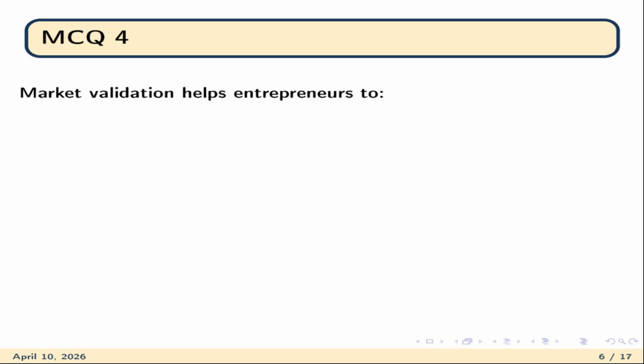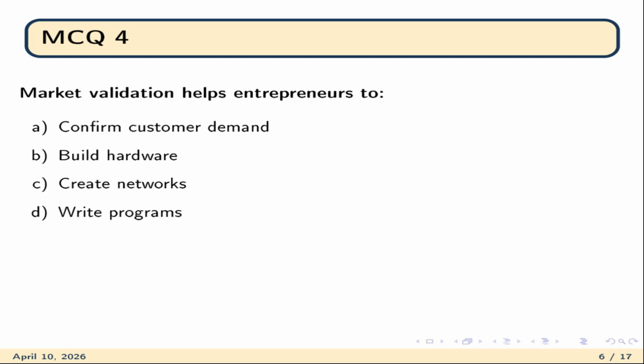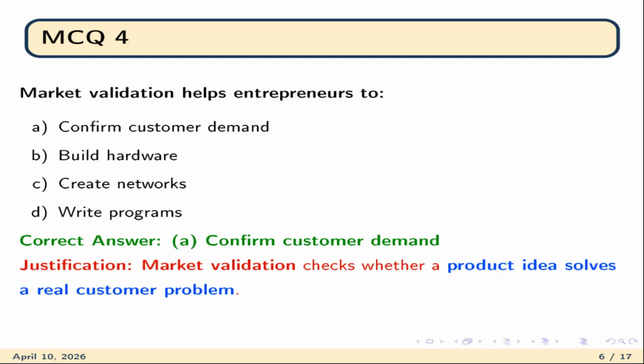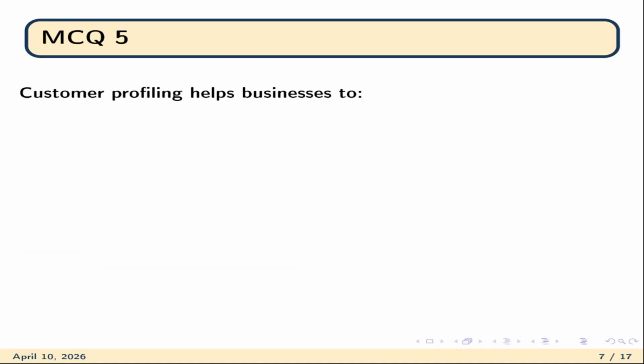Question number 4. Market validation helps entrepreneurs to: confirm customer demand, build hardware, create network, write programs. The correct option is confirm customer demand, because market validation checks whether a product idea solves a real customer problem.